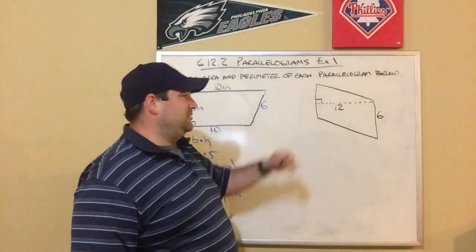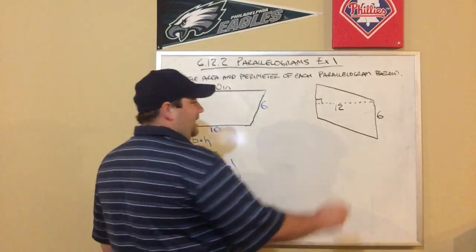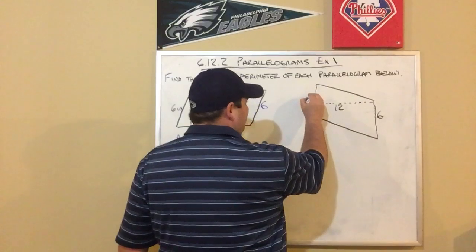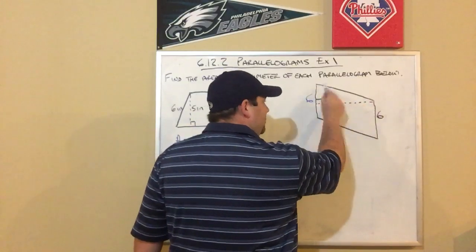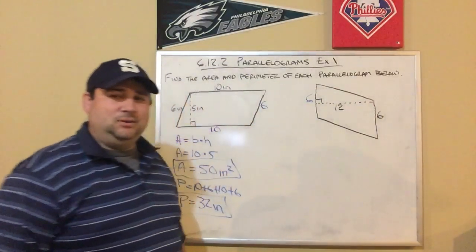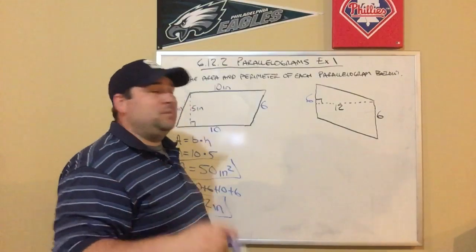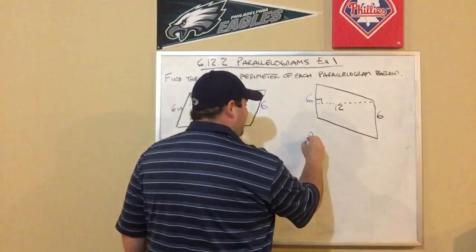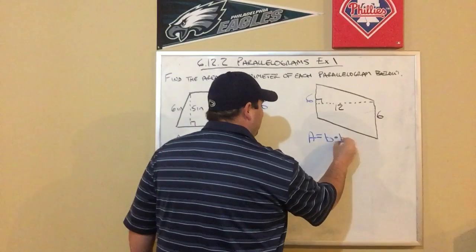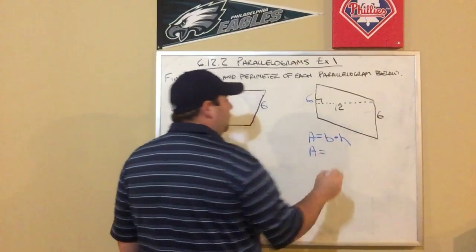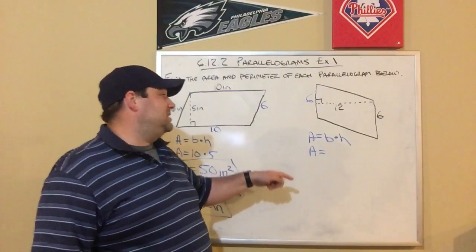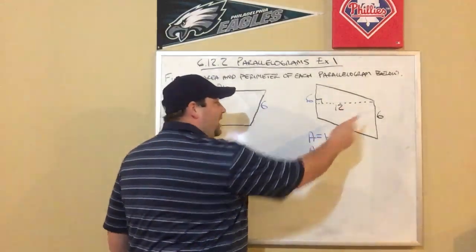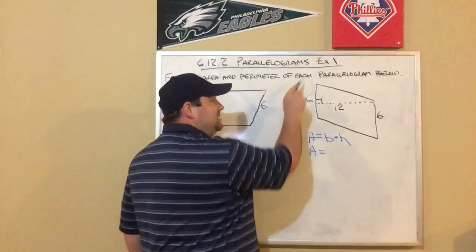This one's a little different in that, all right, I know this side's 6, so that means over here is going to be 6. But I don't know this side, and I don't know this side. We'll come back to that when we talk about perimeter. But I still have enough information to find the area, because remember, the formula for area is base times height. So my base is going to be whatever side the height is coming off of. So this time my base is actually over here.